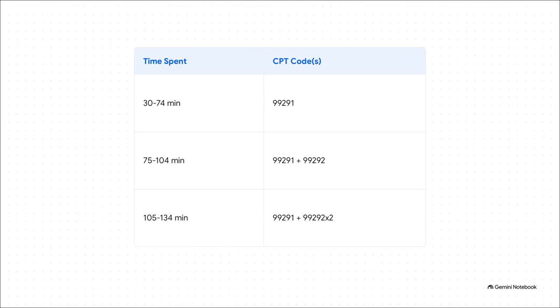Let's break down the actual mechanics of this. Your base code, 99291, covers the first 30 to 74 minutes of critical care time, and you can only bill it once per calendar day, per specialty. Now the add-on code, 99292, that's for each additional 30-minute block. But because of CPT midpoint rules, it actually kicks in at minute 75. So 75 to 104 minutes equals your base code plus 1 unit of 99292. Hit 105 to 134 minutes, and you're adding 2 units. Keep this math handy, for sure, because it takes the guesswork completely out of the equation.